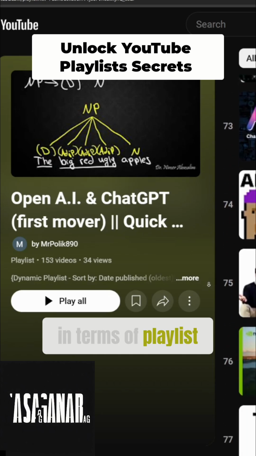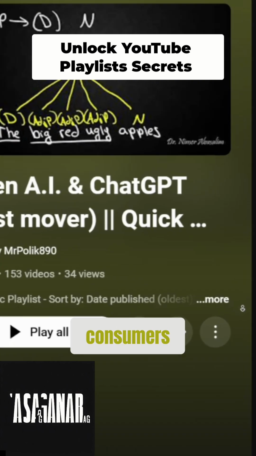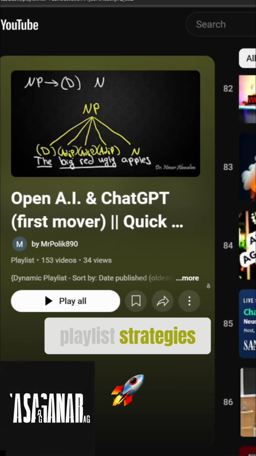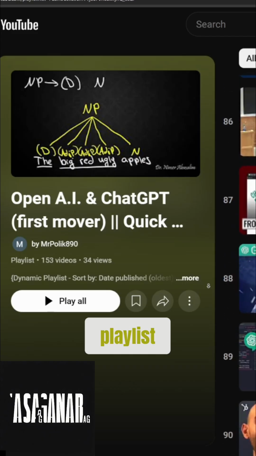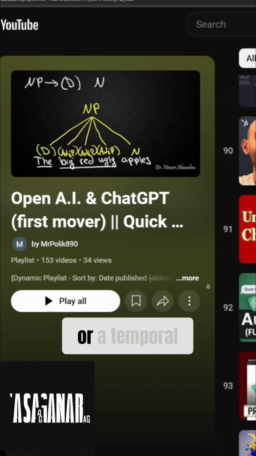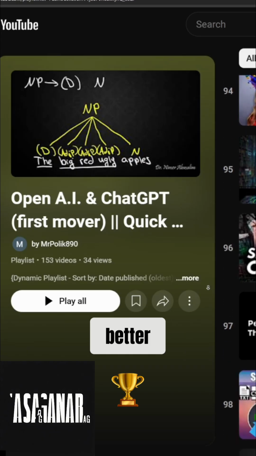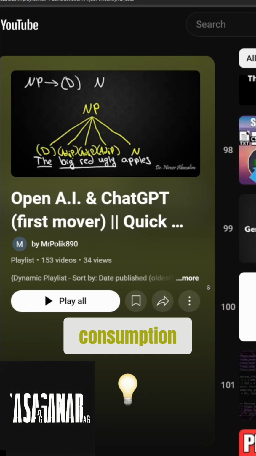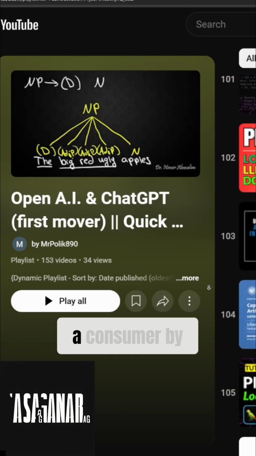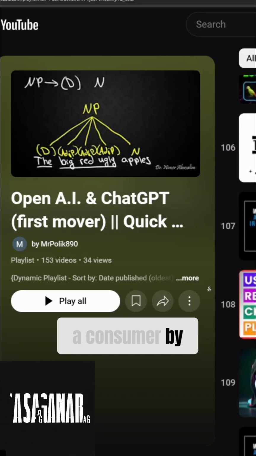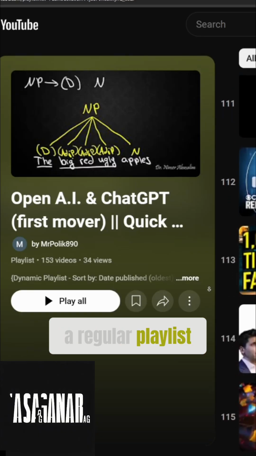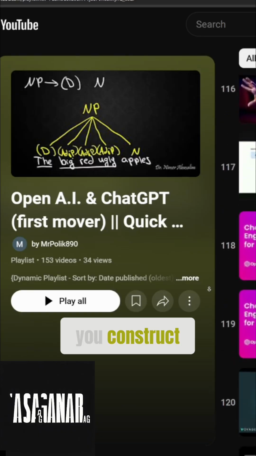Now, in terms of playlist theory for content consumers, by deploying various playlist strategies, whether it's an ASAP playlist, a category-specific playlist, or a temporal playlist, you can gain better insights into your consumption habits and patterns as a consumer by deploying a regular playlist, whatever type of playlist you construct.